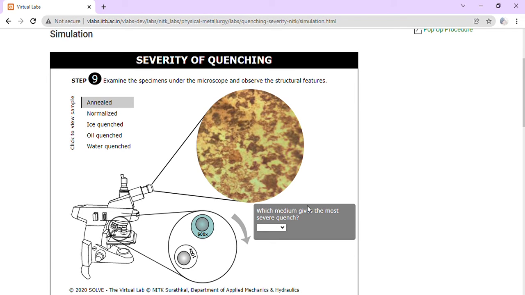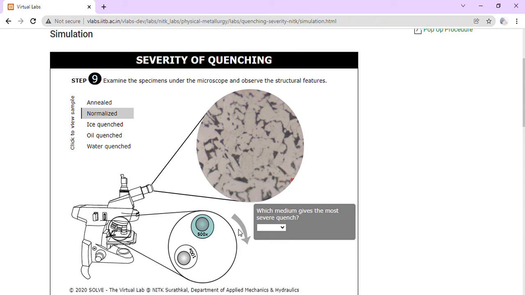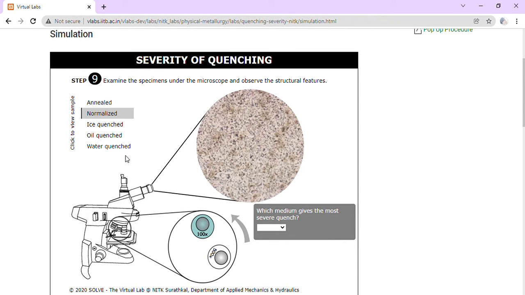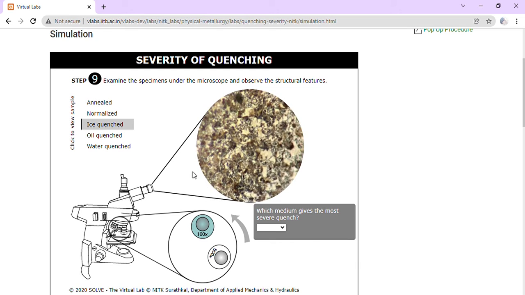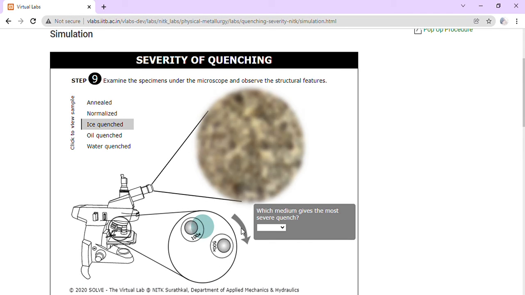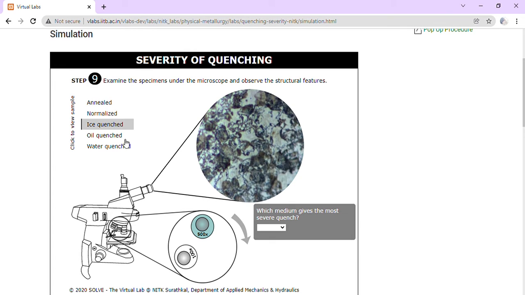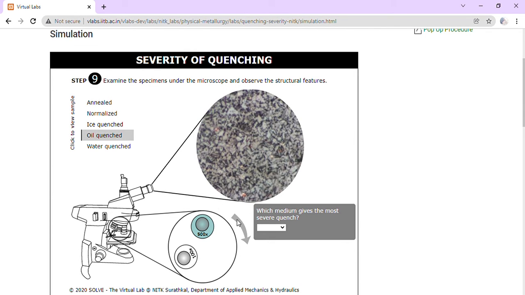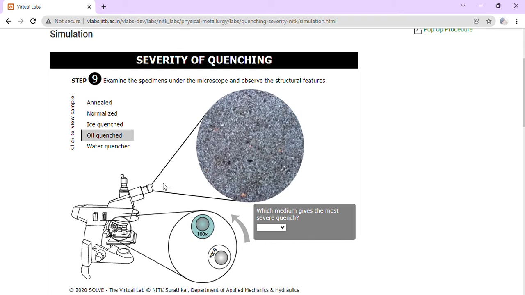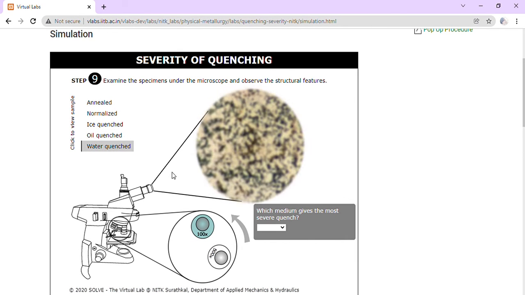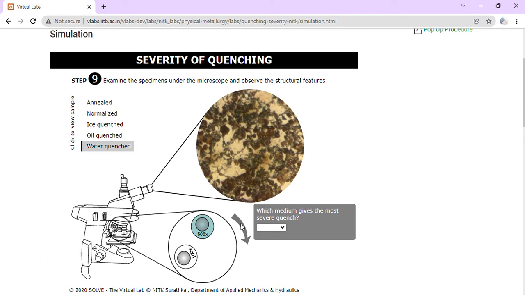The question: which medium gives the most severe quench? So we need to look first. So the medium that gives the most severe quench is ice brine.